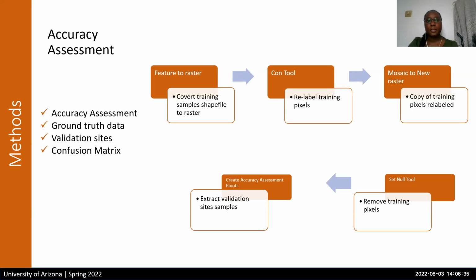An accuracy assessment is done after the classification using a number of geoprocessing tools. Firstly, the training samples were used to extract validation sites, which were used along with ground truth data, which were then put in a confusion matrix to assess the overall accuracy of the classification.